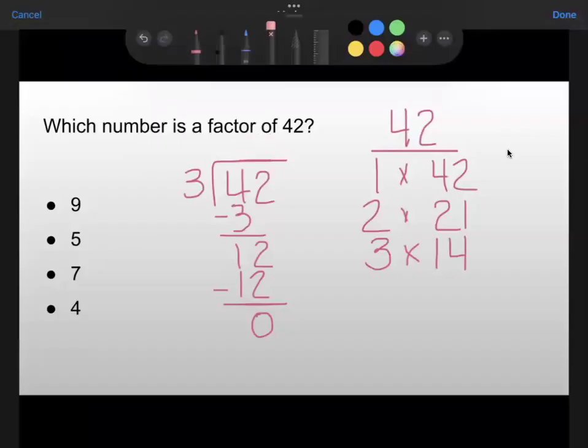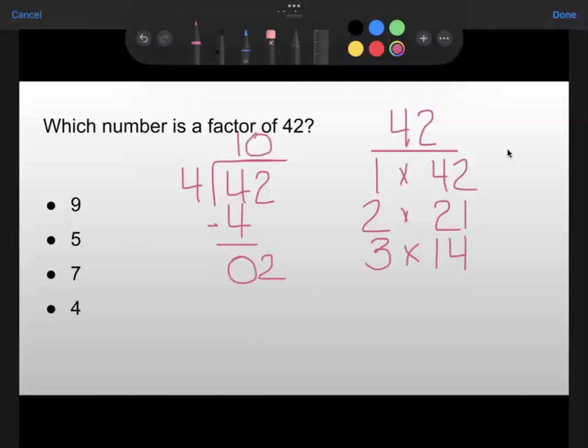So now let's try 4, because that's the next one on our list. Let's divide it by 4. 4 goes into 4 once. 1 times 4 is 4. When I subtract that, I get 0 left over. Bring down the 2. 4 does not fit into 2, but I would end up with a remainder because I'd have to keep going. So I know that 4 is not a factor, and there's no factor pair with 4.